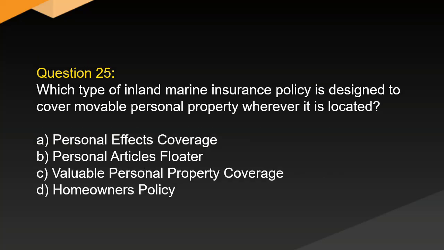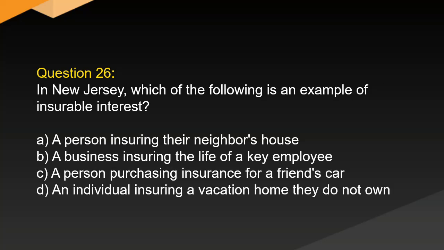Question 25. Which type of inland marine insurance policy is designed to cover movable personal property wherever it is located? A. Personal effects coverage. B. Personal articles floater. C. Valuable personal property coverage. D. A homeowner's policy.